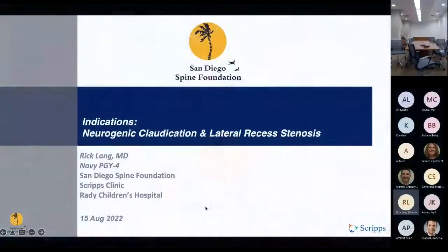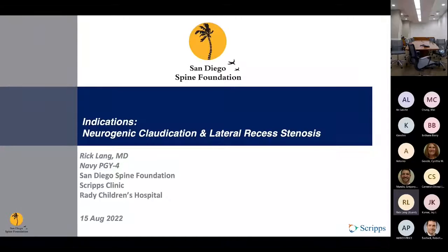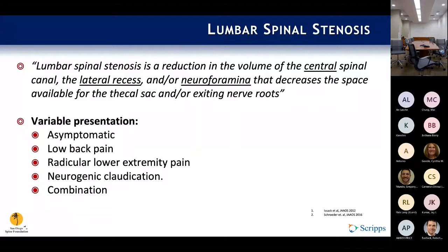I'm Rick Lang, the Navy PGY-4 here, and today we'll be talking about neurogenic claudication and lateral recess stenosis, and we're going to expand this a little bit to foraminal stenosis after talking to Dr. Bruffy about it. Definition-wise, lumbar spinal stenosis is a reduction of the volume of the central canal, the lateral recess, and/or the neural foramina that decreases the space available for the thecal sac and/or the exiting nerve roots.